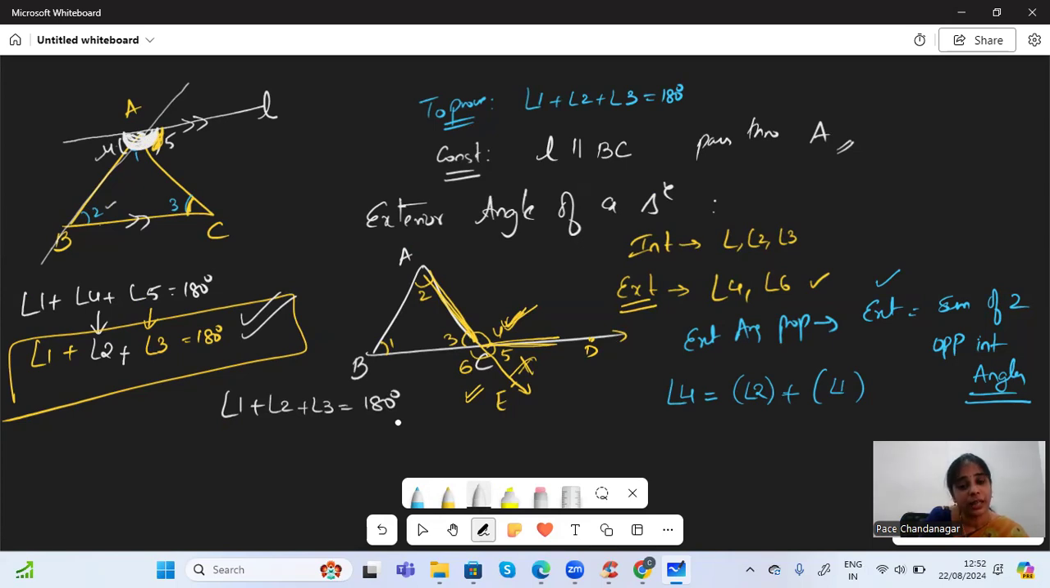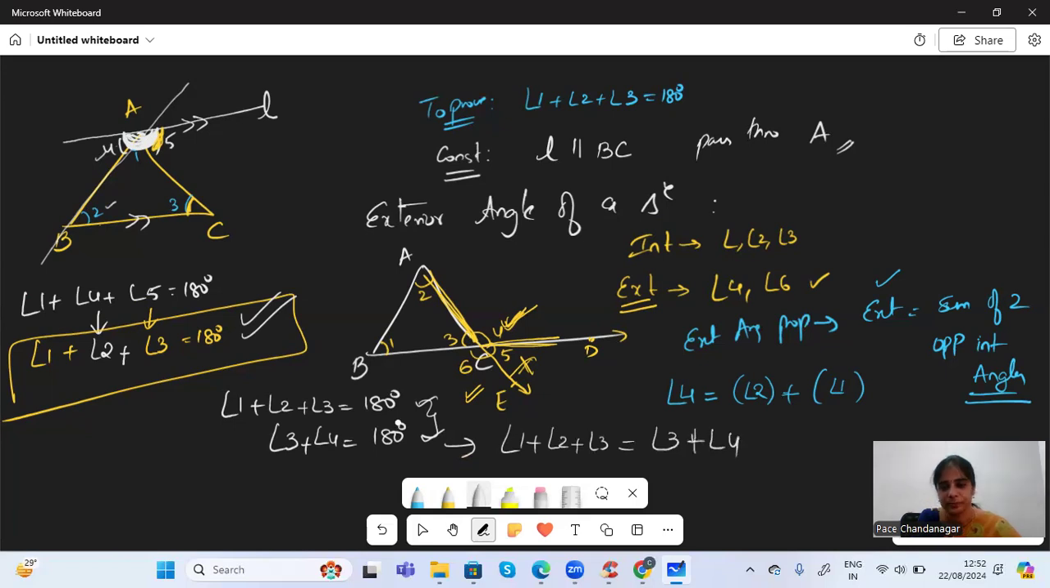3 and 4 are adjacent angles. That too, they are on the same straight line, which means can I form them as linear pair angles? Right? So I know that angle 3 plus angle 4 is also equal to 180 degrees. Clear? So 1 plus 2 plus 3 is 180. 3 plus 4 also equal to 180. Now from these two, can I say both left hand sides are equal, which means angle 1 plus 2 plus 3 equal to angle 3 plus angle 4.